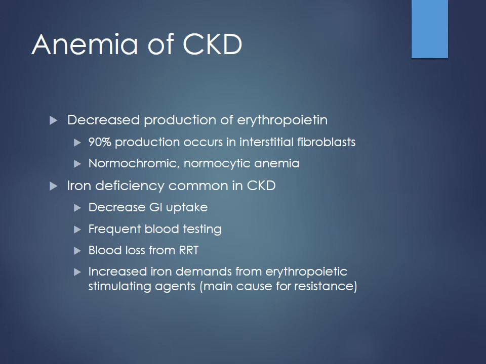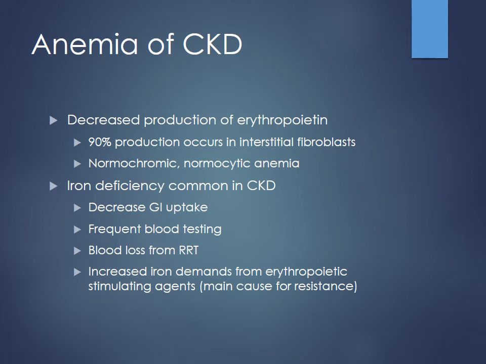Okay, so with the anemia of chronic kidney disease, some of the big components of this are, one, you have a decreased production of erythropoietin. Normally that is produced within the kidneys itself, so about 90% of that production occurs in those interstitial fibroblasts. Once that's gone, you don't have as much stimulation to produce new red blood cells and hemoglobin, so you end up with this normochromic, normocytic anemia. The other big component of this is the fact that you have some degree of iron deficiency.